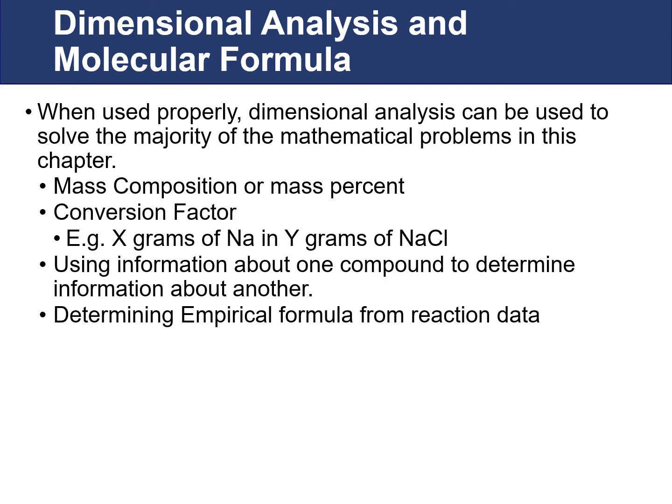Because the molecular weight can be thought of as a unit conversion, we can use it to do dimensional analysis. When used properly, dimensional analysis can be used to solve the majority of mathematical problems in this chapter, as well as many of our future chapters. We can use dimensional analysis when working with mass composition or mass percent as a conversion factor, figuring out if we have X grams of sodium, we can determine the number of grams of sodium chloride that are present, or vice versa. We can use information about one compound to determine the information about another. We can also use this to determine the empirical formula from reaction data.